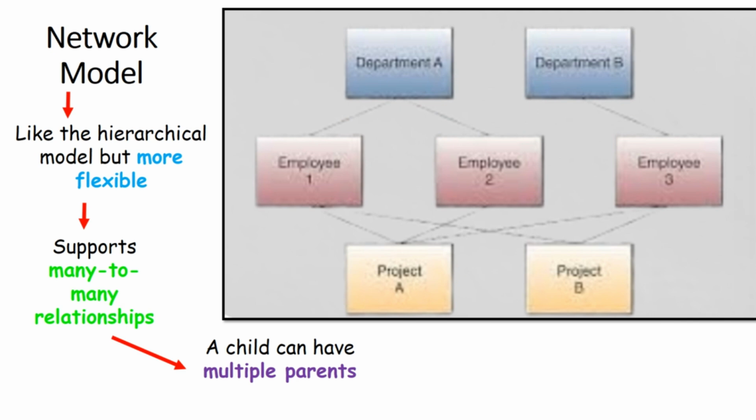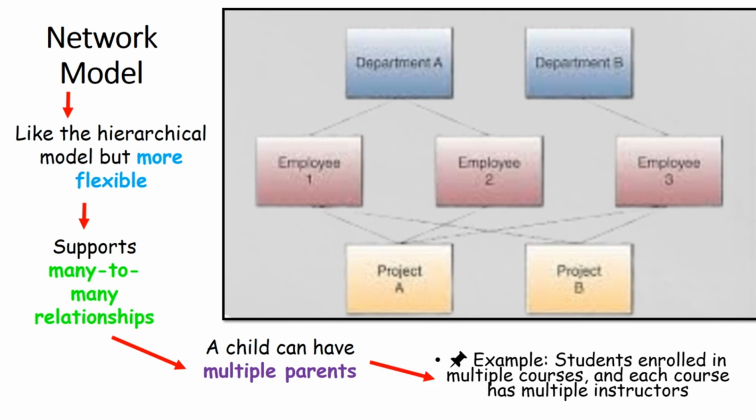Previously, in the previous model that we saw, the child only had one parent, but the parent had multiple children. Here the child can have multiple parents as well. Here we have a real life example of a college system. Students enrolled in multiple courses. Each course is taught by multiple instructors. So one student can have many courses, and one course can have many students and instructors.